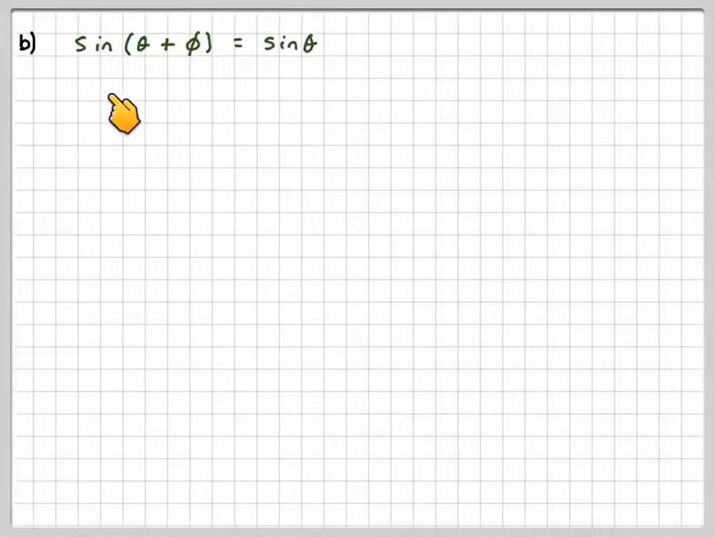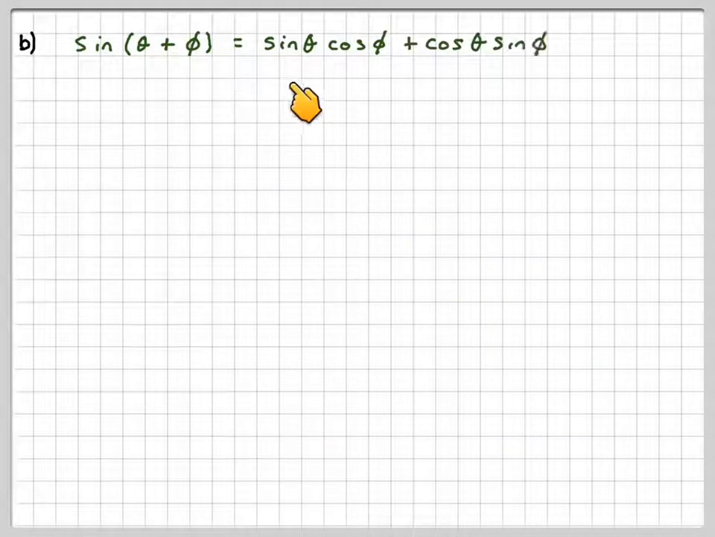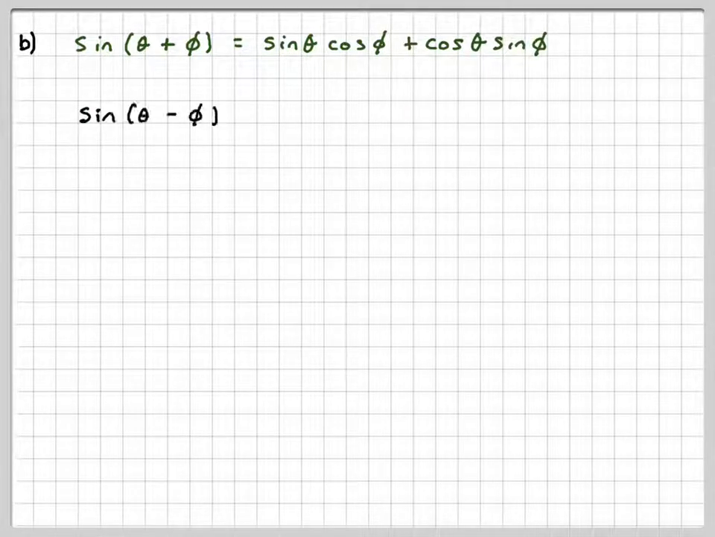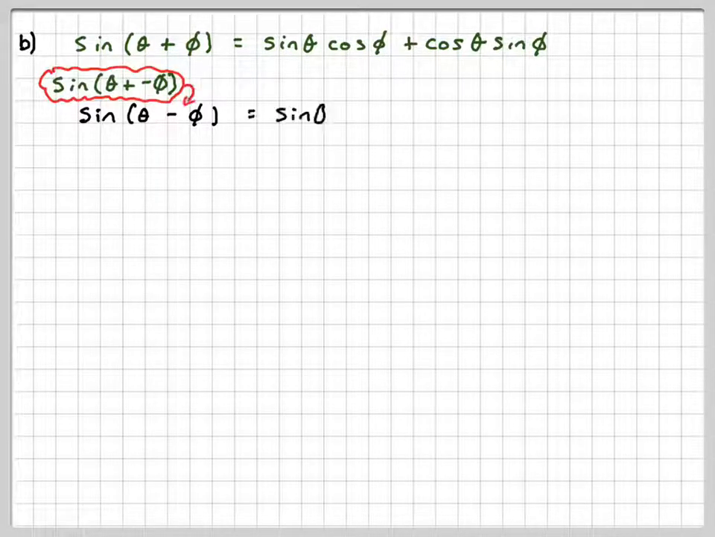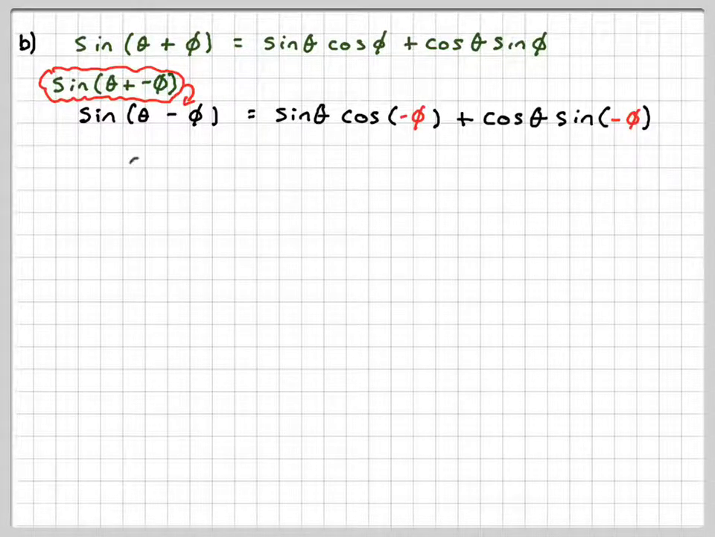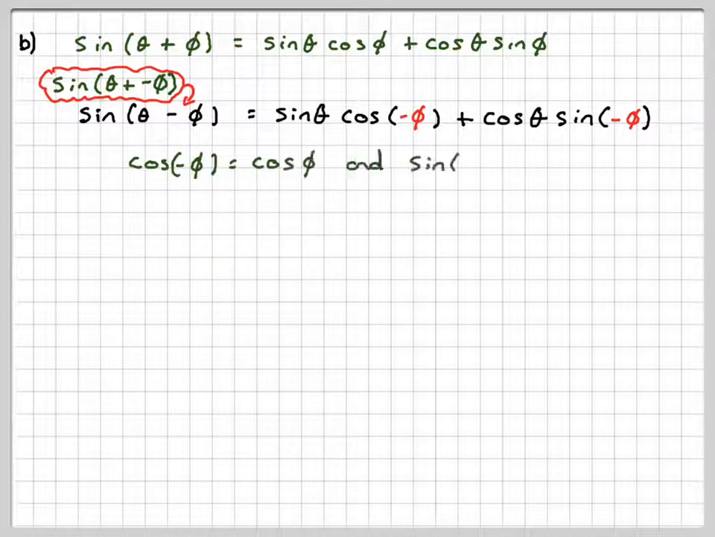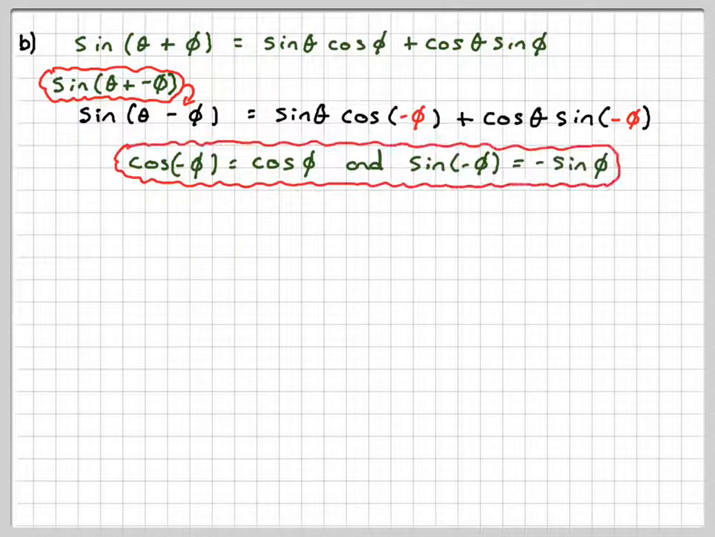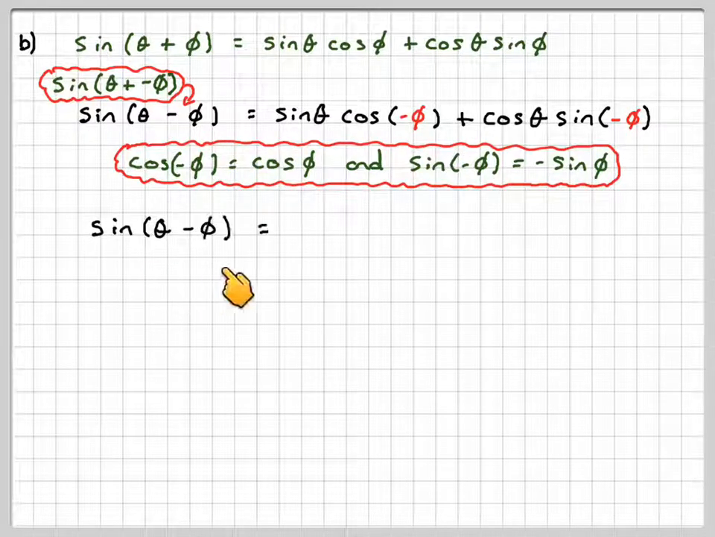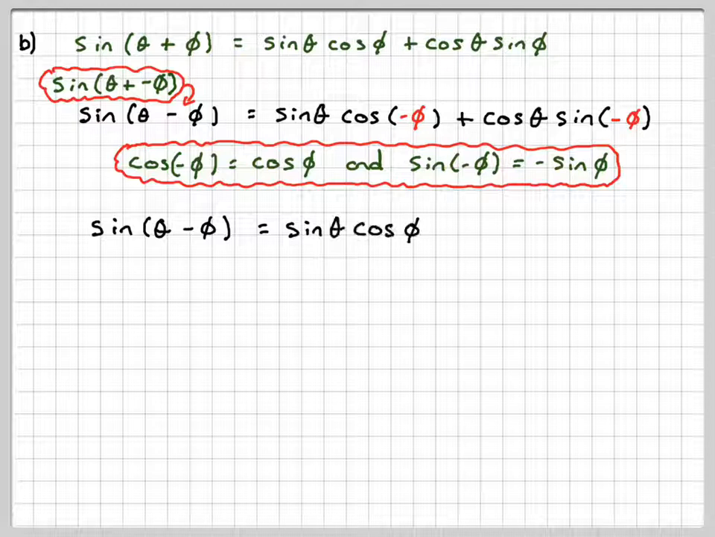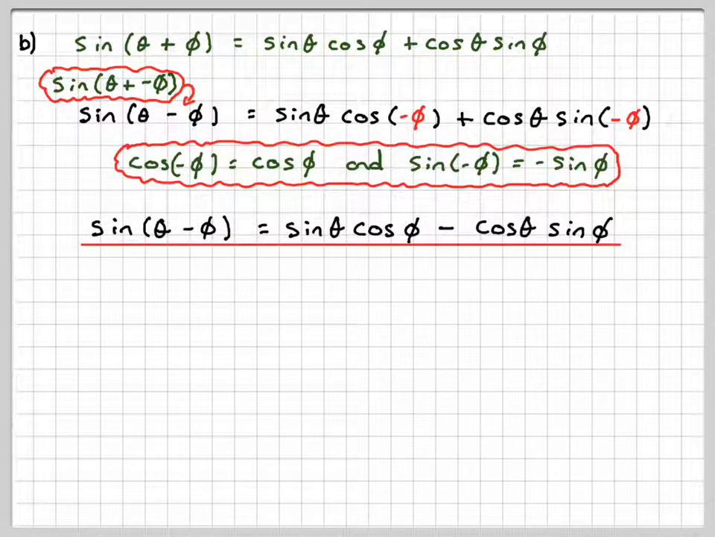Now if I do the next one, which is sine of theta plus phi, again I start with sine theta cos phi plus cos theta sine phi, and I want to do sine of theta minus phi. Instead of phi in here, I now put in minus phi, so it becomes sine theta cos minus phi plus cos theta sine minus phi. Like I've just told you, cos minus phi is cos phi, and sine minus phi is minus sine phi. So we're going to get sine of theta minus phi is equal to sine theta cos phi minus, because a plus and a minus becomes a minus, cos theta sine phi.